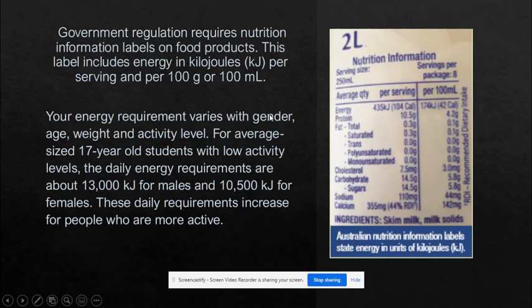Your energy requirement varies with your gender. Men and women are different in how much energy they require, okay? Your age, how big you are, your activity level, all of that depends. So all of us would have different kilojoule levels. For average size 17-year-olds with low activity levels, which means you don't do much exercise, the daily energy requirements are about 13,000 kilojoules for boys and 10,500 kilojoules for females. These daily requirements increase for people who are more active.